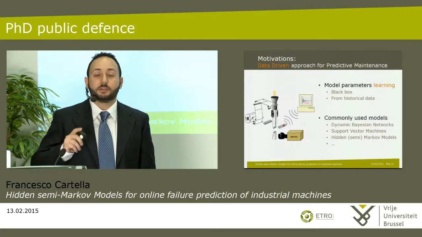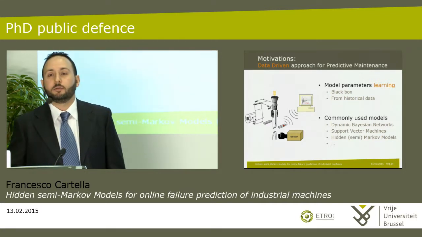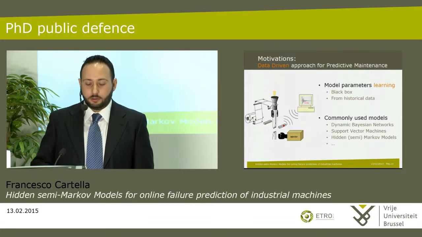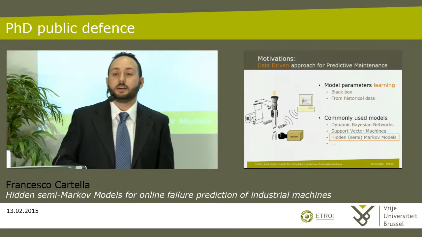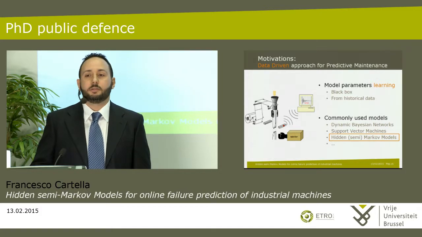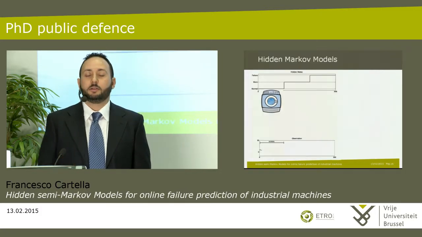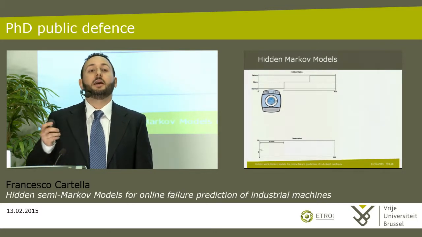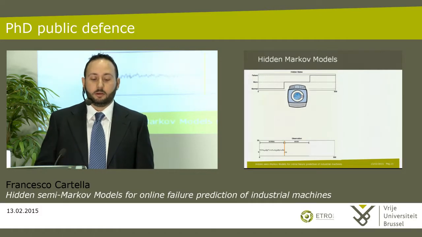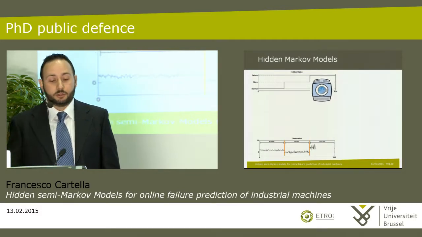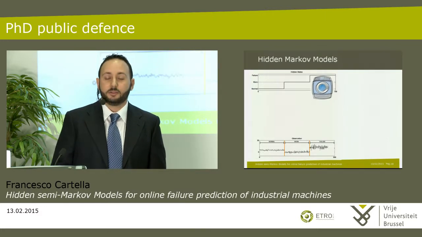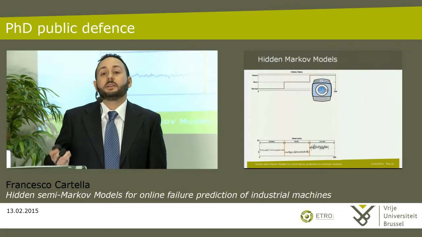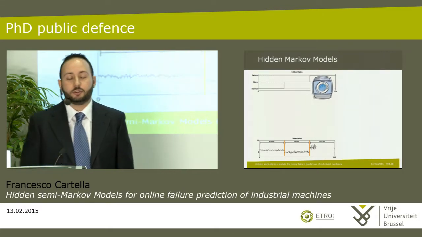Concerning data-driven approaches, the most commonly used models are, for example, dynamic Bayesian networks and support vector machines. However, in this work, we used state space models like hidden Markov and hidden semi-Markov models because we assume that during its lifetime, a machine proceeds along several health conditions from a normal one to a worn one until the failure of the machine. And we also assume that the sensorial measurements are correlated with the state of the machine. So the sensorial measurements can tell us something about the condition of the machine.